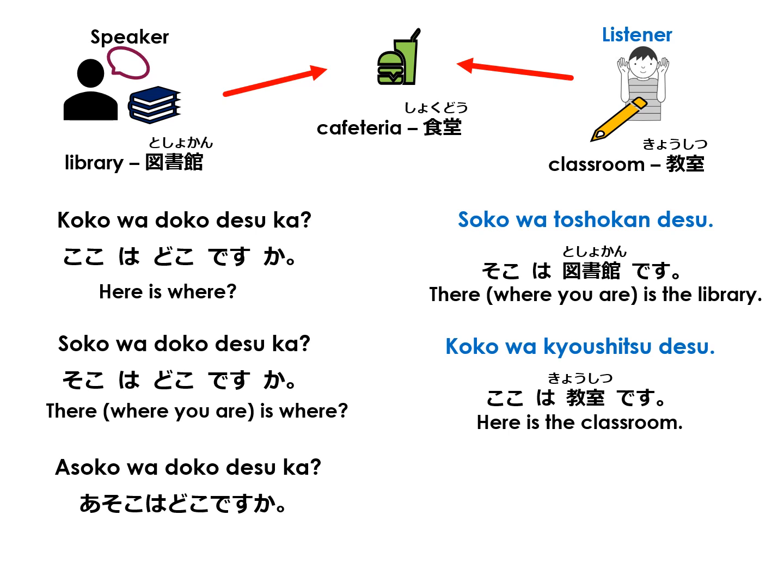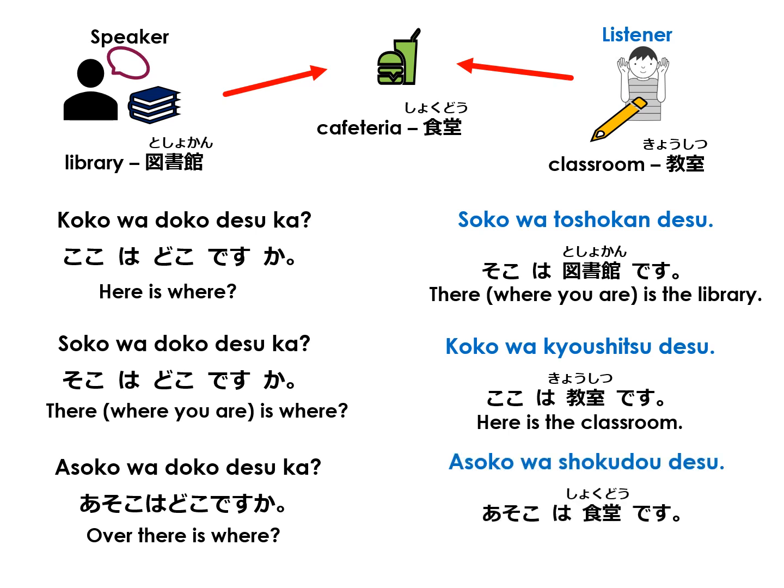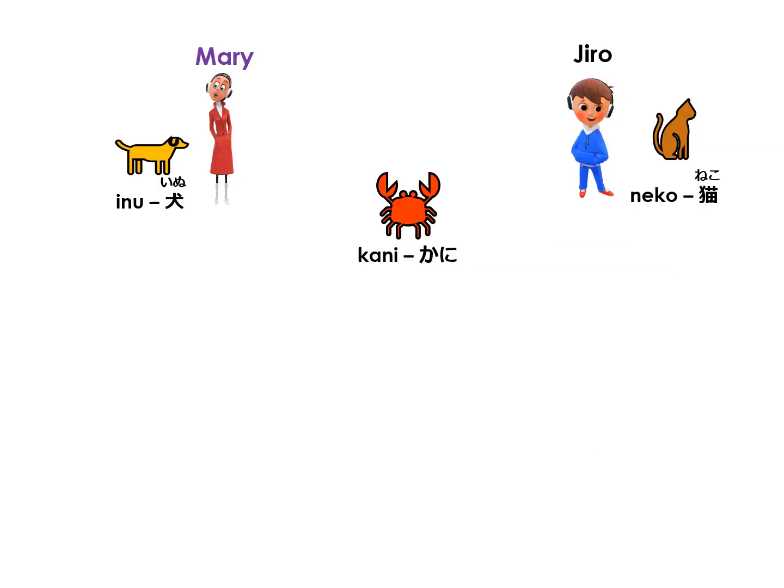Now speaker asks where he sees a hamburger and drink. Asoko wa doko desu ka? Literally, over there is where, or where is that place? Or what place is that over there? And listener answers, Asoko wa shokudo desu. Literally, over there is the cafeteria, or in plain English, that over there is the cafeteria. Simple, isn't it?